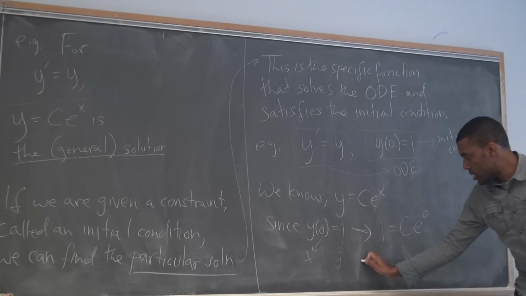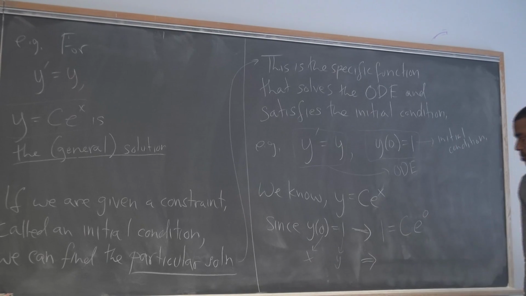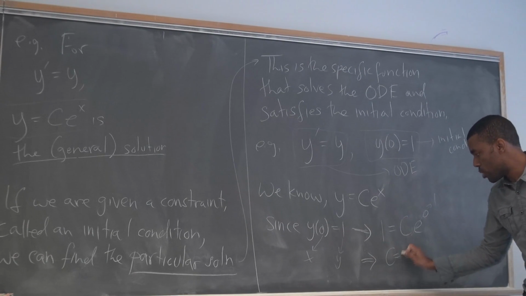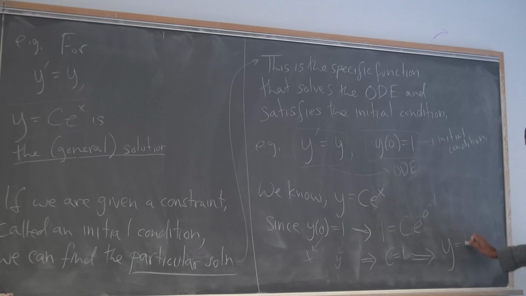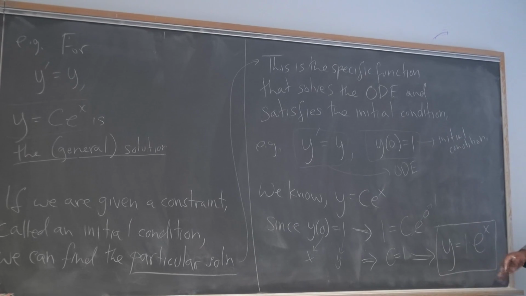So what would c be in this case? 1. Right, e to the 0 is just 1. So we get c equals 1. And so y equal to 1 e to the x would be the solution I'm after in this case. Right? I could give you some other condition and you'd have obviously a different value for c that will satisfy that. Do you understand what's happening so far?